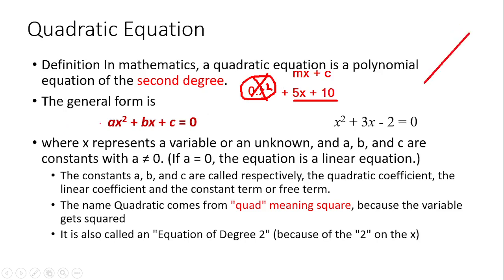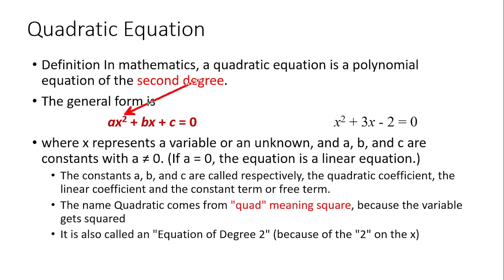So the minute a becomes 0, the x square term vanishes, and then it is no longer a curve. It just becomes a straight line, and you cannot call it a quadratic equation. So what is a quadratic equation? A quadratic equation is the one that has a squared term. Quad means square. So in order to get this quad term, the coefficient of x square, that is a, cannot be 0.